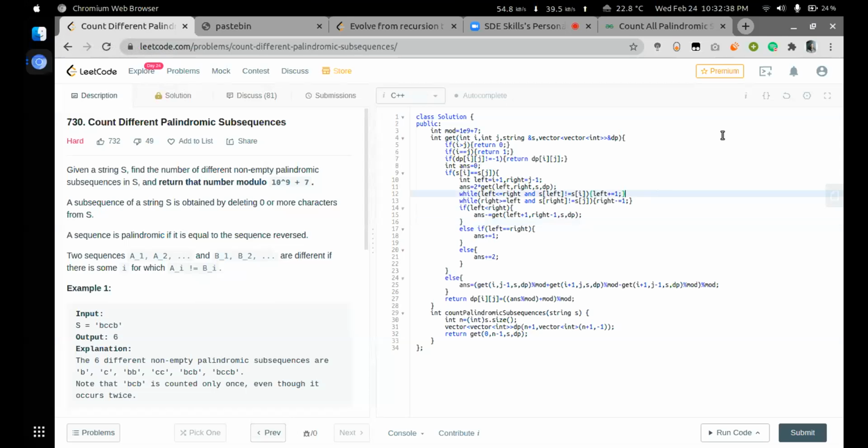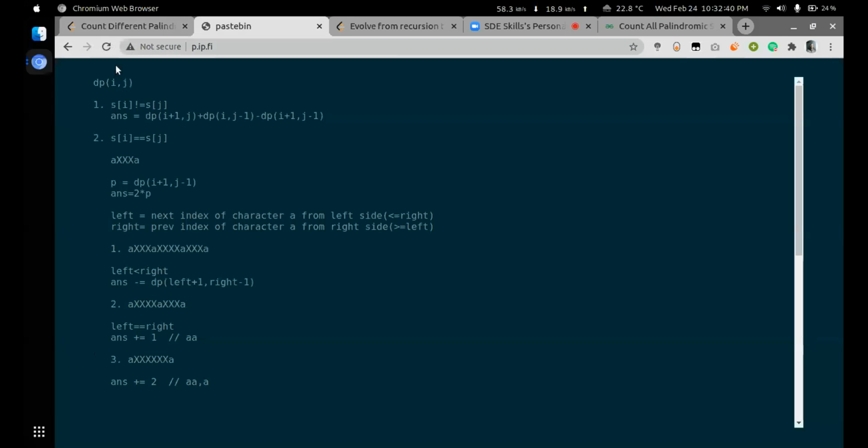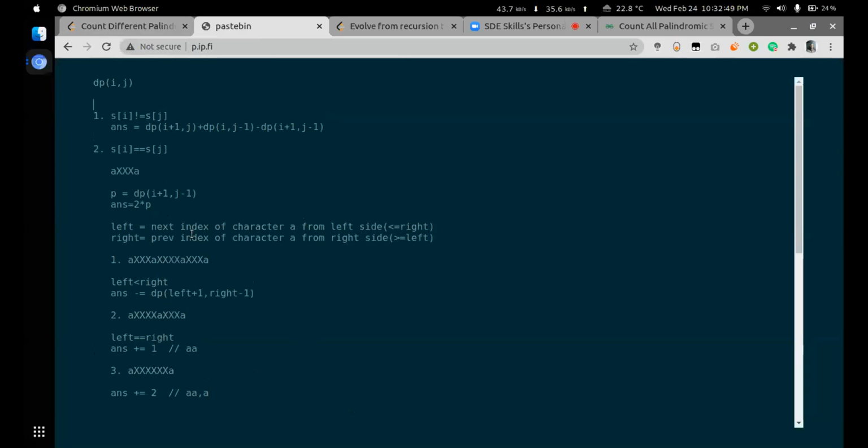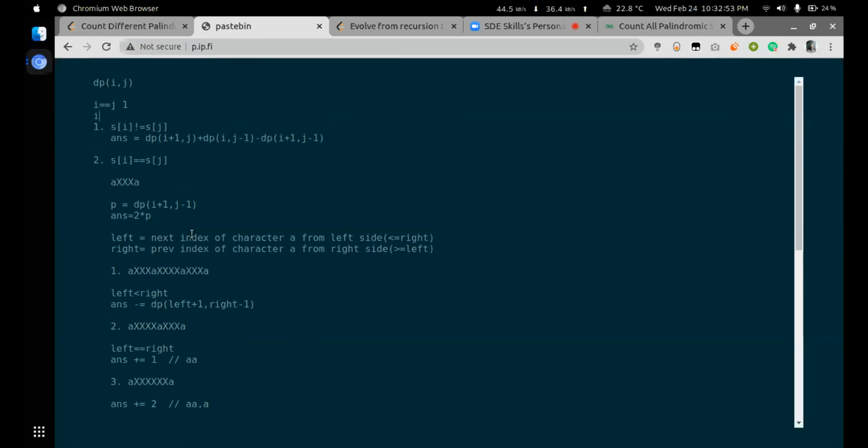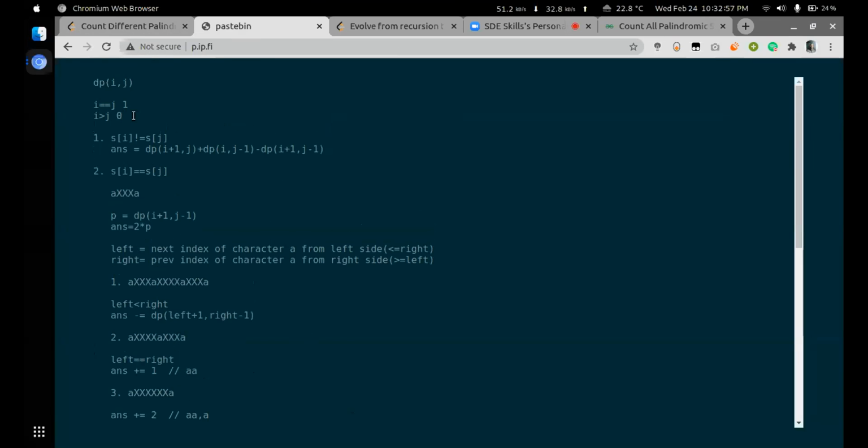If you know the formula that you have written, here we just need to take care of the edge cases, the base cases. One of the base cases will be if i equals j, return one. If i is greater than j, then return zero. And for a two-length string, it will always be two.